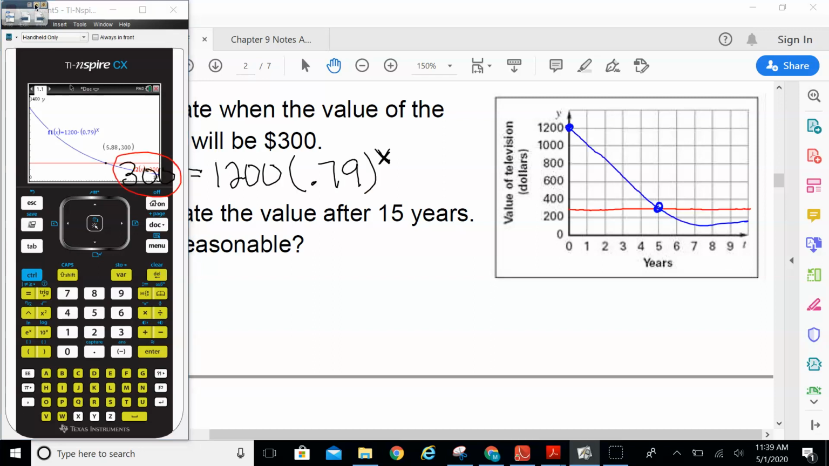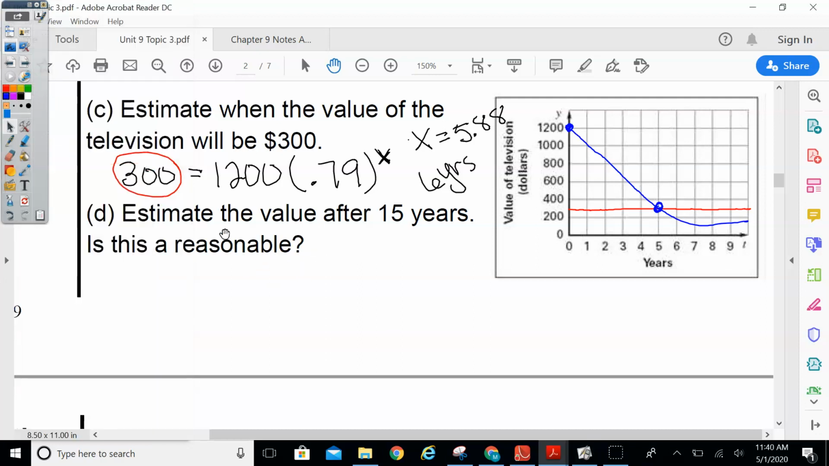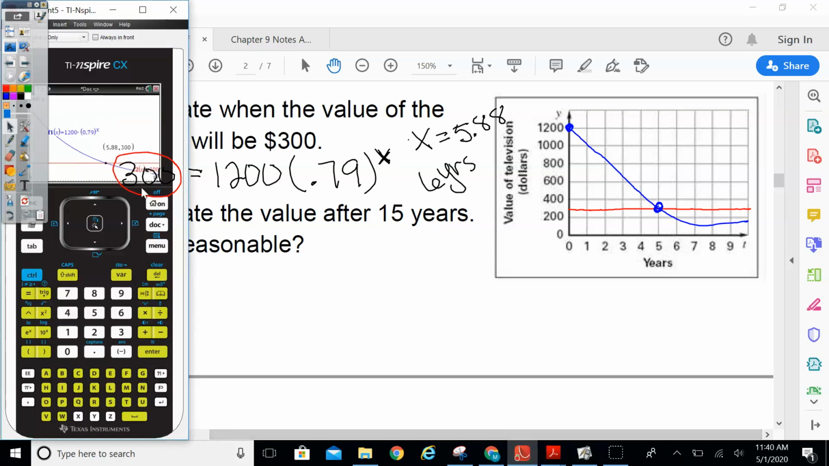So that's telling me that the time that it takes, so x is 5.88. Which again, if we round it, we would just say 6 years. So my graph is a little off, but that's what we're looking for in the calculator, is where they intersect. Okay, and then from here, you can do two things. You can go back and plug it in for 15. You can plug 15 in for x, or since we have the calculator right here, we can just look at the table.